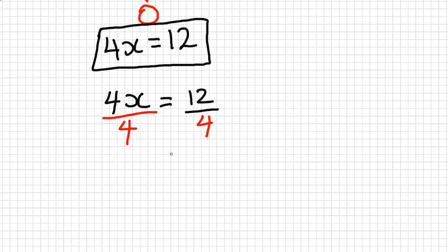So this 4 and 4 here will cancel out, because we have 4 times x, and then we divide it by 4. So if we times something by 4, we can undo it by dividing it by 4. 4 and 4 cancel out. All we are left with there is x.